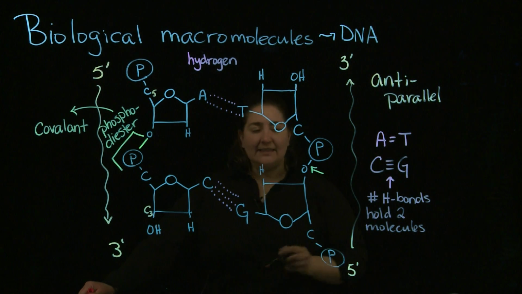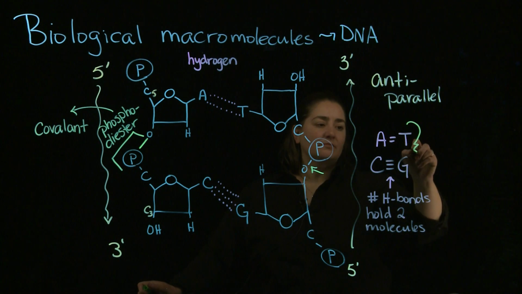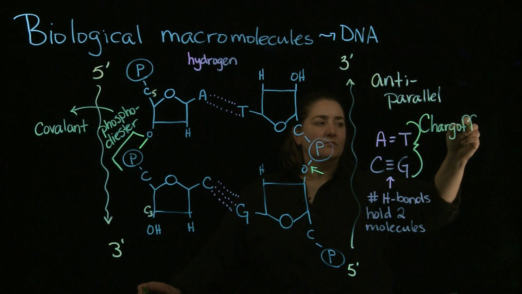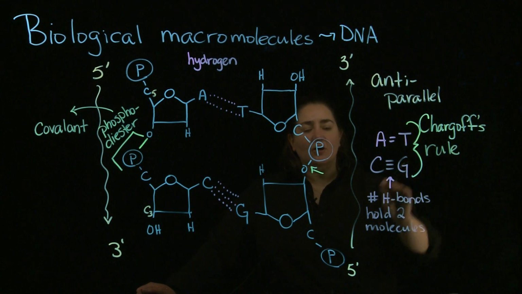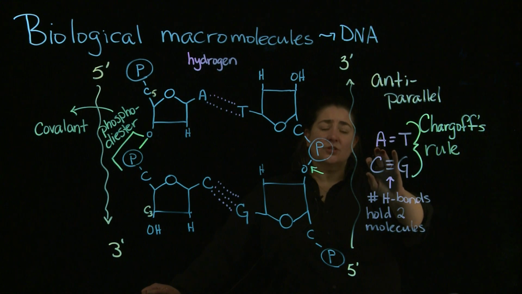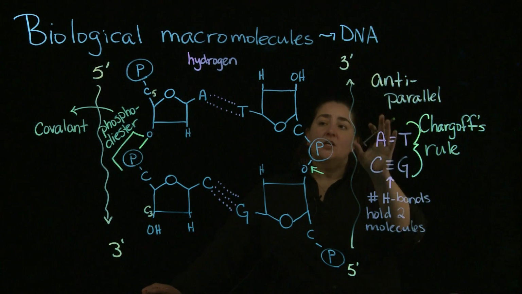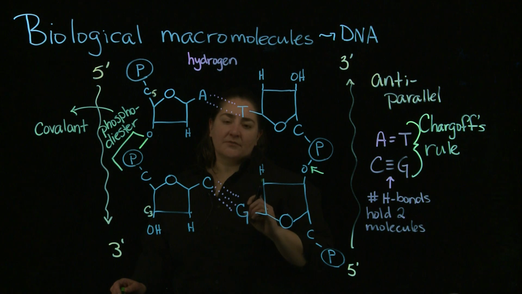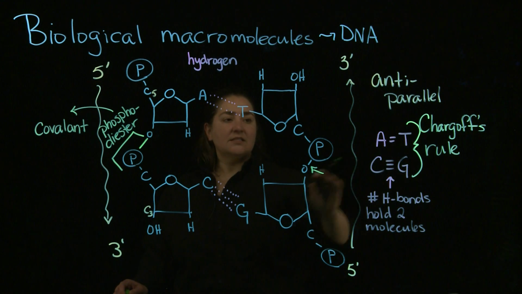The pairing of adenine and thymine, cytosine and guanine, is going to be Chargaff's rule. So adenine will always pair with thymine, cytosine will always pair with guanine, normally, with the DNA double helix. You can get some odd stuff that happens with mutations. We're not going to worry about that right now. What I want you to remember: A is always supposed to pair with T, C is always supposed to pair with G.